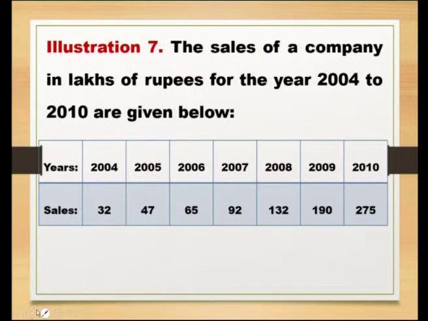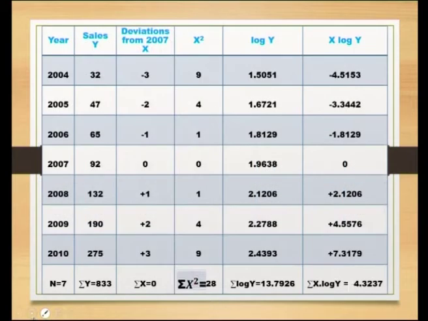Now, this example is an illustration for calculating the exponential trend values. The sales of a company in lakhs of rupees for the years 2004 to 2010 are given below. Years are 2004, 2005, 6, 7, 8, 9, 10. Sales are 32, 47, 65, 92, 132, 190 and 275. The question is to estimate the sales figure for the year 2013 using the equation of the form y is equal to a into b power x, where x is equal to years and y is equal to sales.